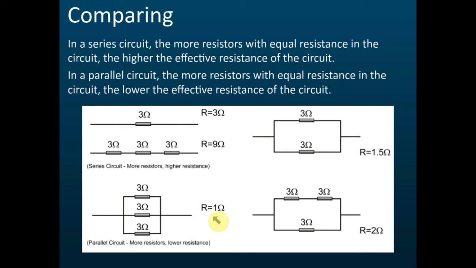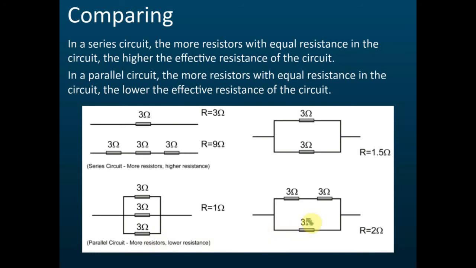So from here, we can see that one resistor, 3 ohm, two resistors, 1.5 ohm, three resistors, just 1 ohm, which means the more resistors in a parallel circuit, the lower the resistance. For a series circuit, more resistors, higher resistance. But for a parallel circuit, more resistors, lower resistance. So that's what you need to know. Series and parallel circuits are not the same.